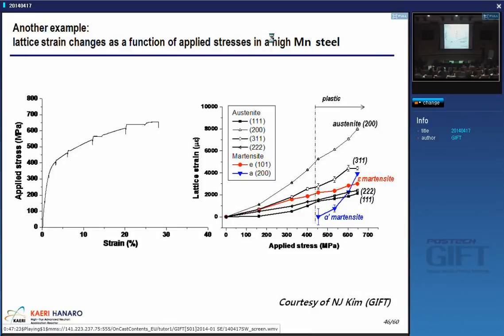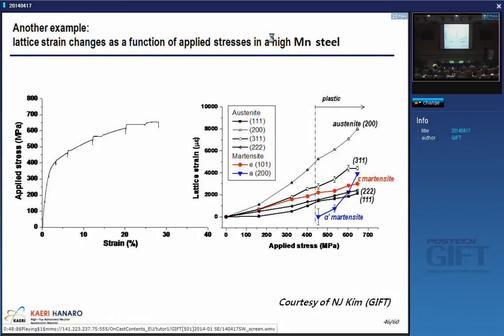So you can see several things here. For austenite, the 200 grain keeps going up, and the 101 grain is easy to slip, so it is quite less. Also, epsilon martensite develops this way, somewhere between the 311 grain and the 211 grain. And then alpha prime martensite is observed after plastic deformation, okay? So many things are in there. The information is here. Where does the new phase come out? At which load? And among the HKL, which one is harder? Which one is softer?